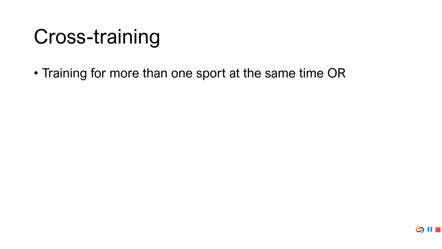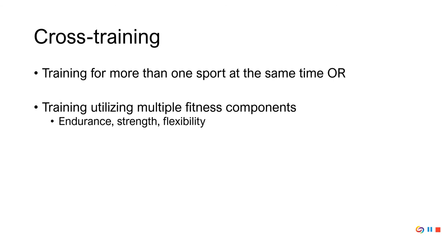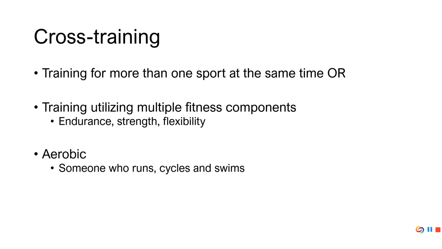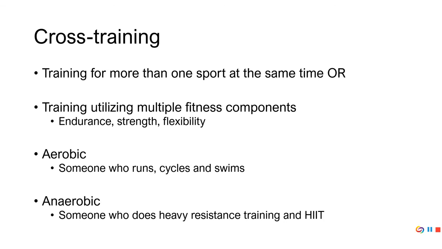So this leads us to cross training. This is where you train for more than one sport at the same time. You could think about it if you're training for a triathlon, or you're training multiple fitness components. So maybe I'm trying to increase my endurance while also increasing my strength or my flexibility. An aerobic example is a triathlete, right? They're doing run, swim, and cycle. And then anaerobic would be someone that might do some resistance training while also doing HIIT.